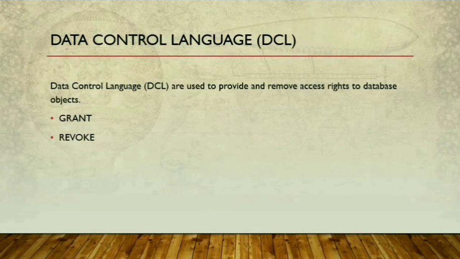So third is data control language. Data control language is used to provide and remove access rights to database objects. So what we discussed, what are database objects? Like table, views, index, these are the database objects, right? If we want to provide or remove access rights, we can use data control language. Grant and revoke are DCL commands. Grant is used to provide access rights and revoke is used to remove access rights.